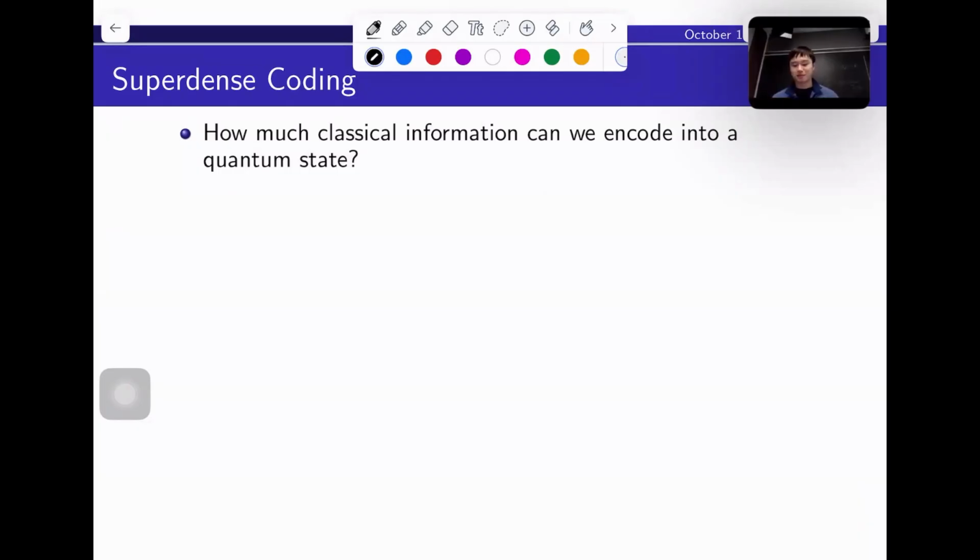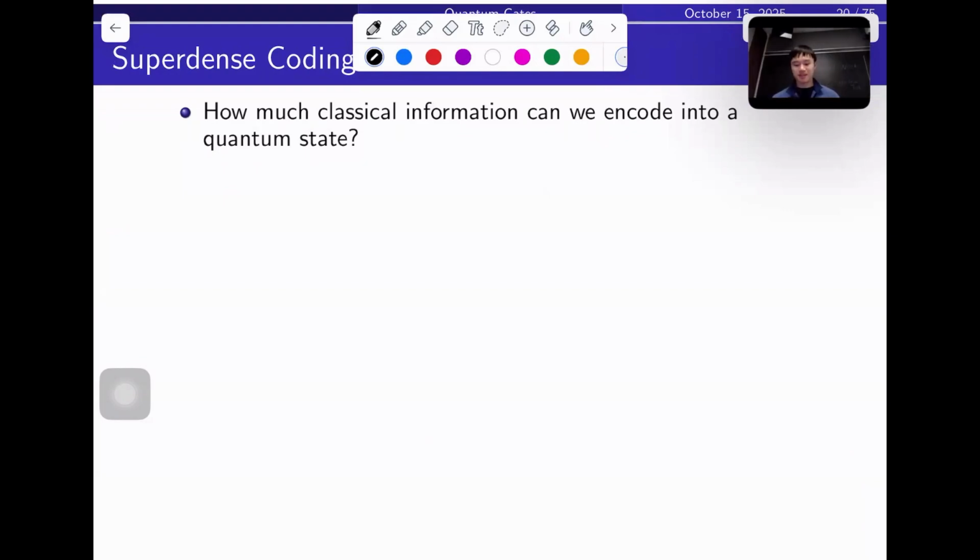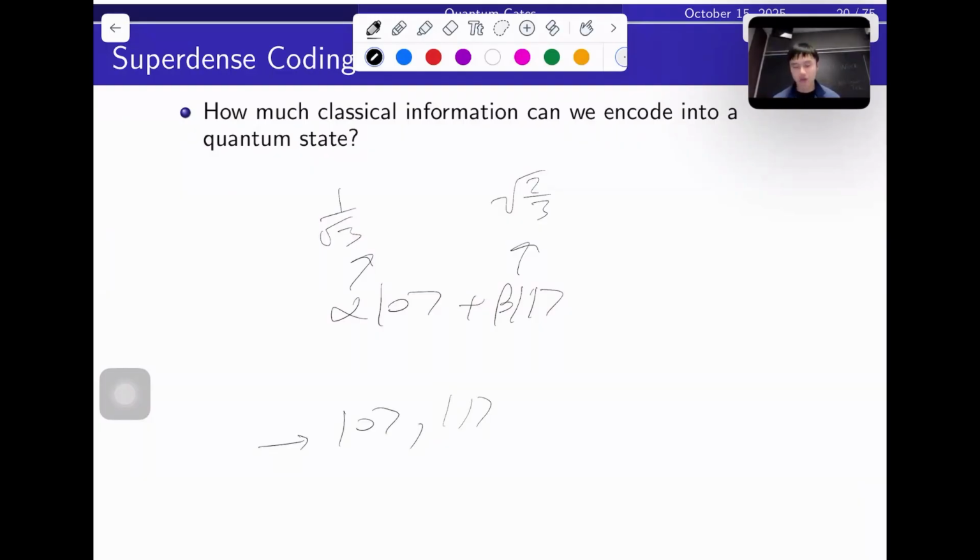Some hints: our quantum state in general has these two parameters in front of it, and these parameters can be arbitrary values, like 1/√3 and √(2/3). But when you measure it, you only get one result. It's like this or this, right? With this as context, do you have any guesses for how much classical information you can send with a quantum bit? Any guesses?